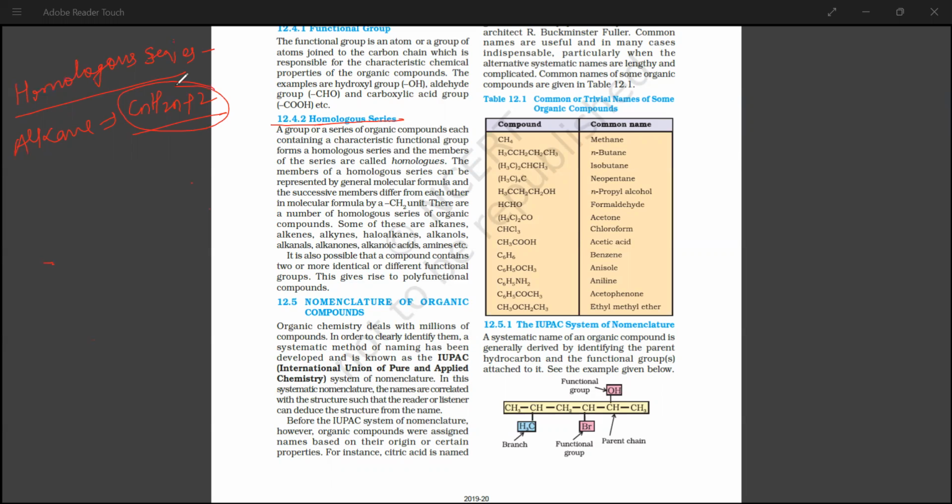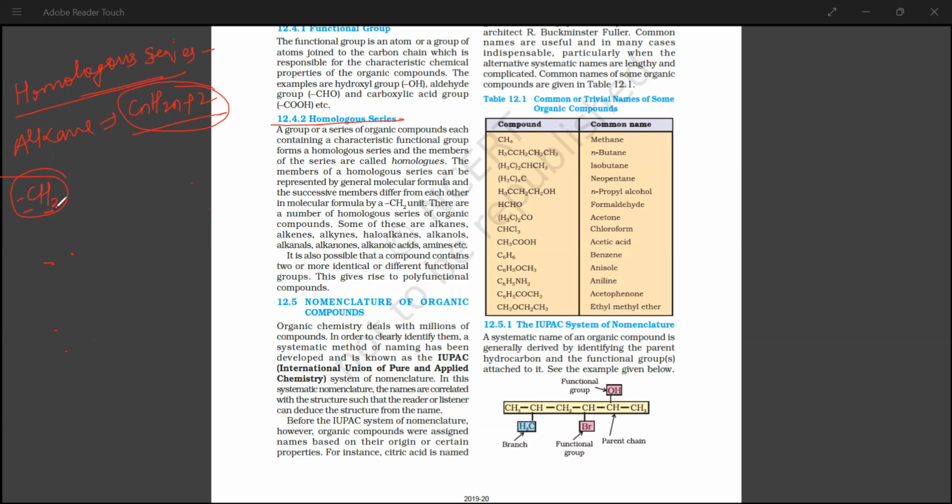Their physical properties will be common, their chemical properties will also be common, and their method of preparation will also be almost the same. Between two consecutive members of the same homologous series, whether it is alkane, alkene, alkyne, arene, alcohol, or something else, there will be a difference of CH2. The difference will always be one carbon atom and two hydrogen atoms.